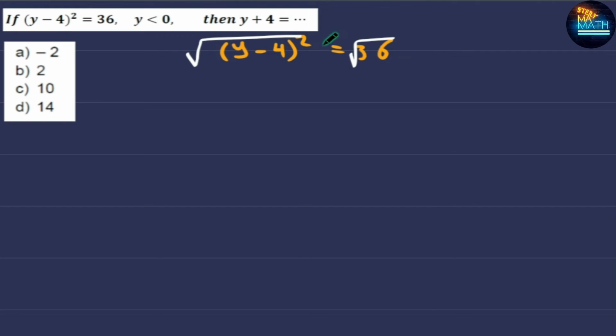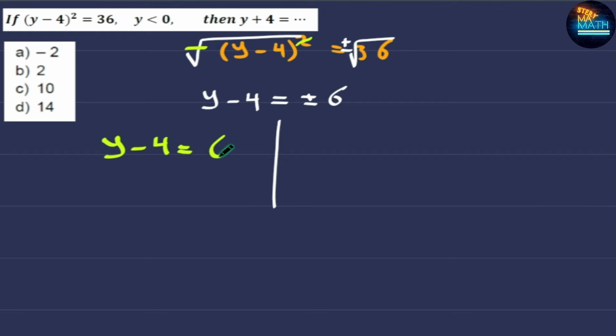Taking the square root of each side, you get y minus 4, because the power of 2 and the square root cancel each other out, so you have y minus 4 on the left-hand side. And positive or negative is the square root of 36, because the power of 2 is even. So positive or negative 6. So either y minus 4 is equal to positive 6, or y minus 4 is equal to negative 6.